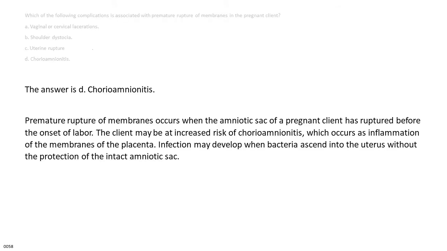The answer is D. Chorioamnionitis. Premature rupture of membranes occurs when the amniotic sac of a pregnant client has ruptured before the onset of labor. The client may be at increased risk of chorioamnionitis, which occurs as inflammation of the membranes of the placenta. Infection may develop when bacteria enter the uterus without the protection of the intact amniotic sac.